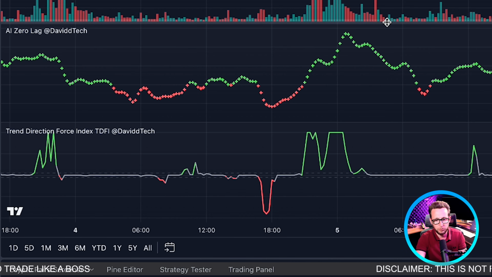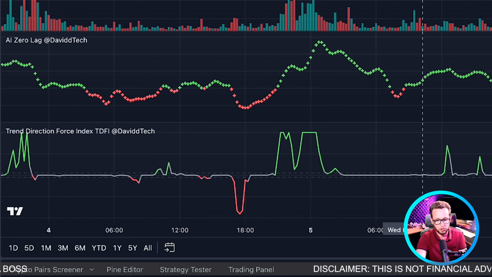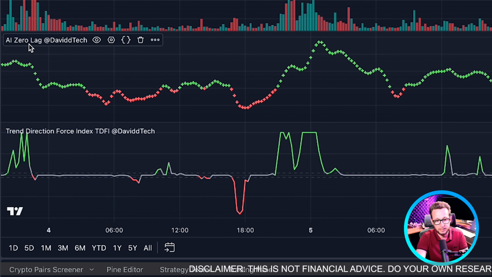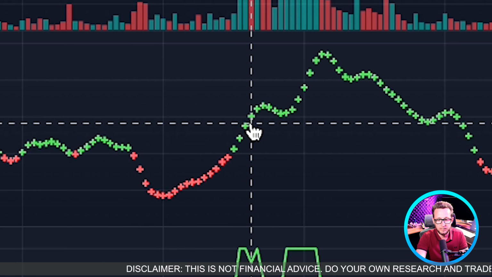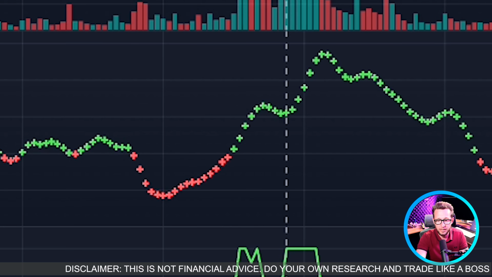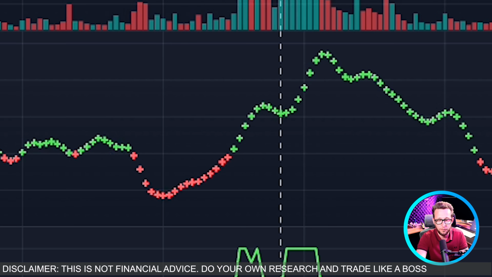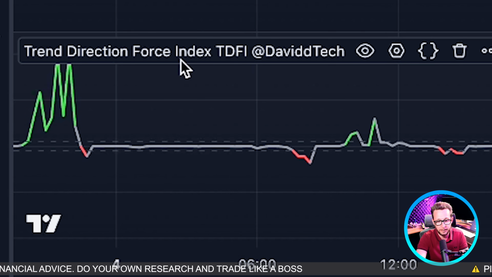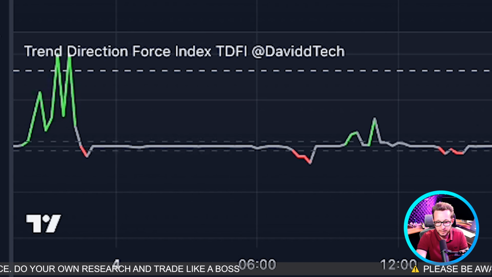By adding those two indicators, your chart should look something like this. This one here with the stars is the AI Zero Lag by David Tech, which is an indicator that was developed for me, which is amazing and is also for free on the website. We also have the Trend Direction Force Index, which is another free indicator from David Tech.